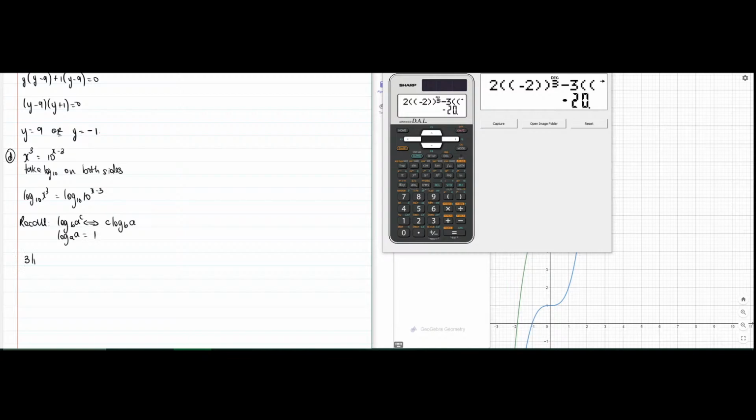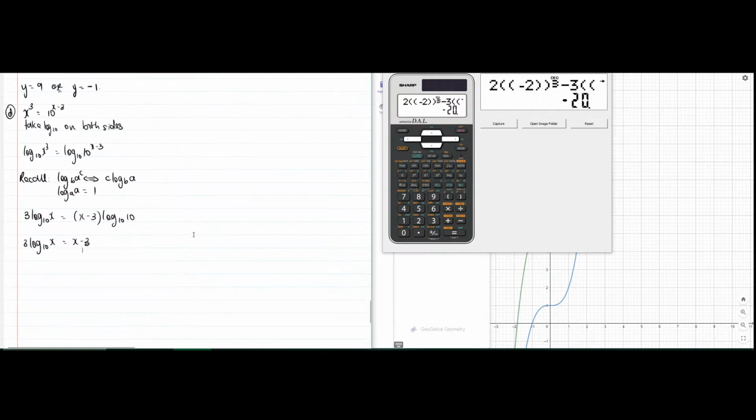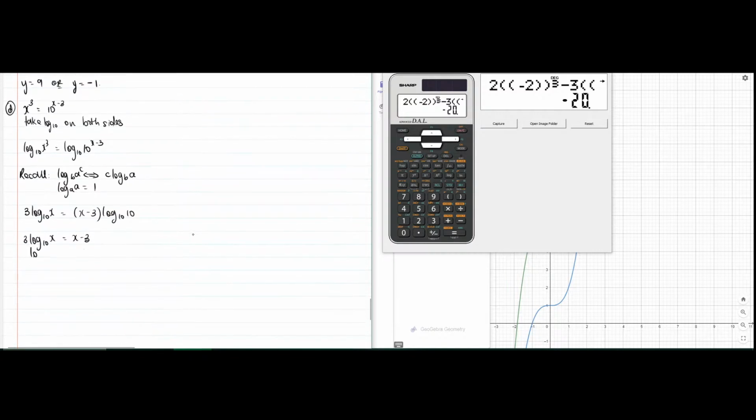So again, 3 log of x to base 10 is x minus 3 log of 10 to base 10. So 3 log of x to base 10 is x minus 3. Now what do I want? Log of x to base 10 alone. So we divide through by 3. Log of x to base 10 is 1/3 x, take away 1.